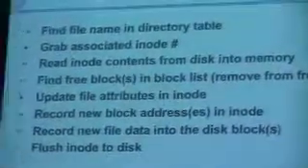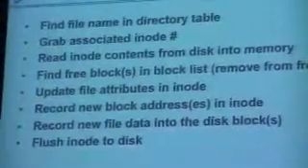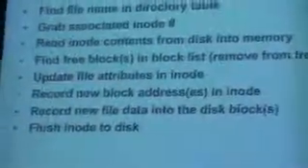All right, so I read the inode contents. Assuming that I need free blocks, I grab them, take them off the free list. Update my file attributes in the inode. Record the new block addresses. Record the new data into the data blocks. Flush the inode out to disk. Yes, so I took a kind of a short step. Record new file data in the disk blocks. You'd have to actually flush them out, but right.